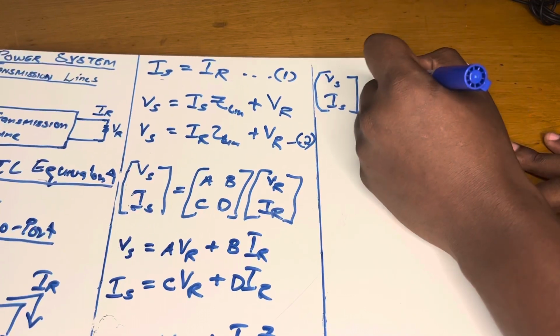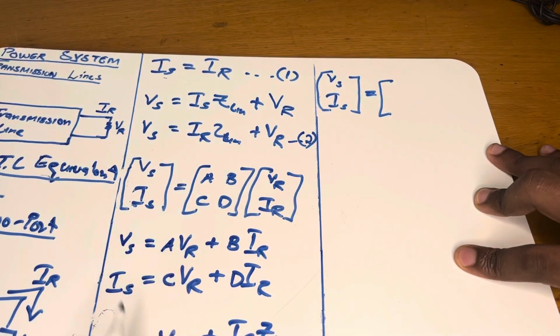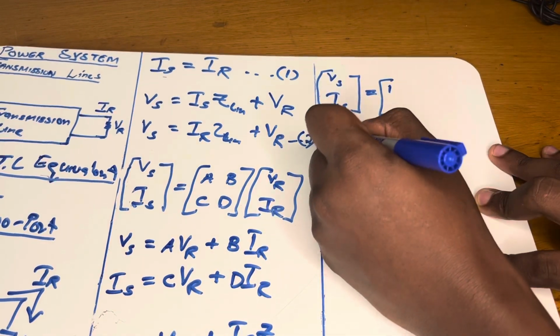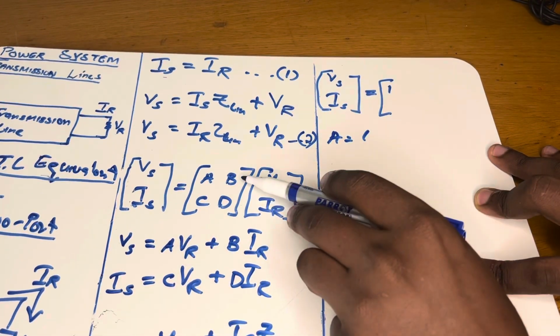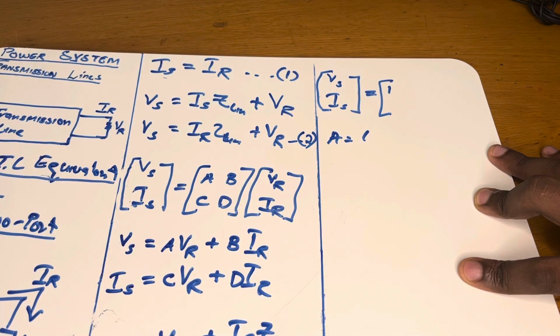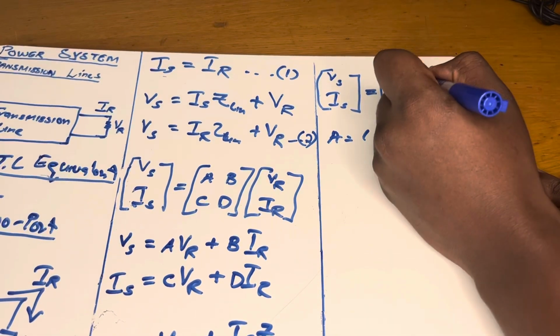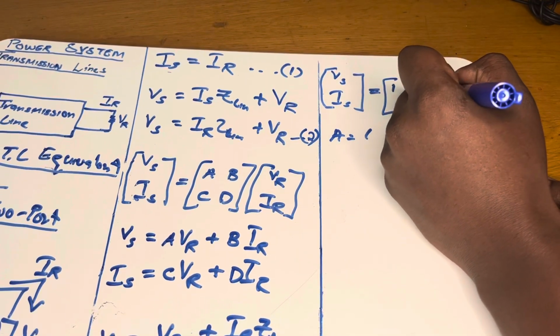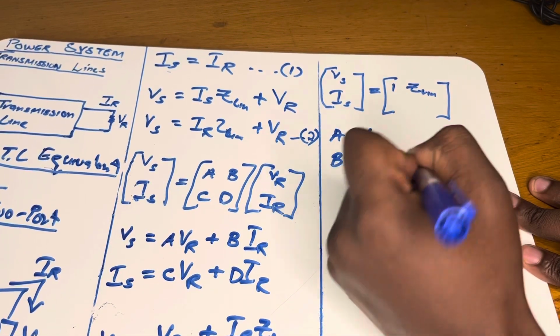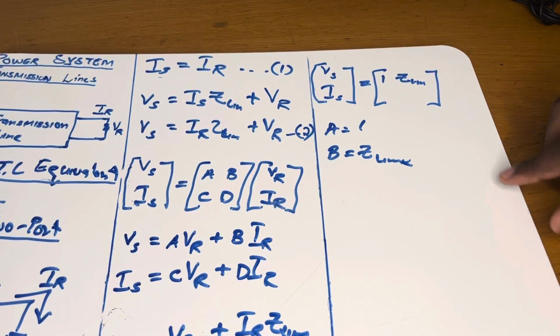So now it's going to be Vs Is equals to, so what is A, the constant A? Do we have VR on the equation? Because it's going to be VR times A. We have VR on the equation, so we're going to have to multiply by 1 to get that VR. So we have to put 1 in the place of A. So A is equal to 1. So what about B? IR times B. So now on the equation we have Z line, so meaning that on B we're going to have Z line here. So B is equal to Z line on the short transmission line.